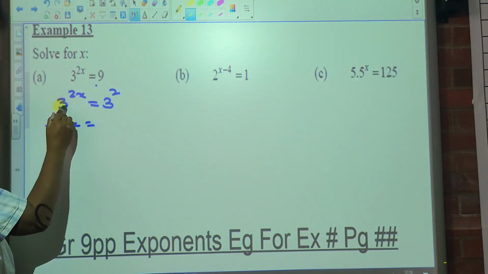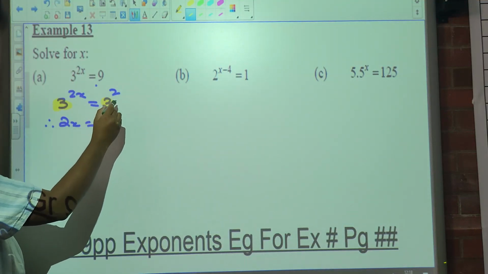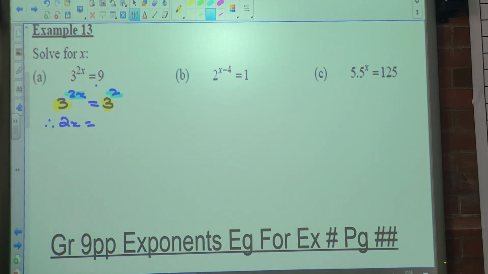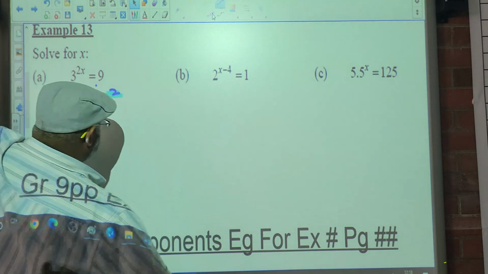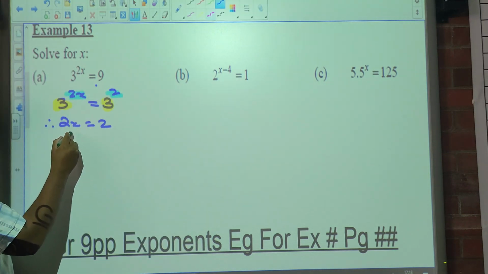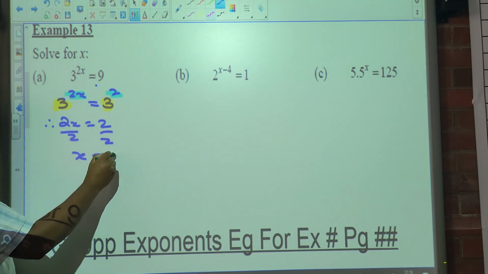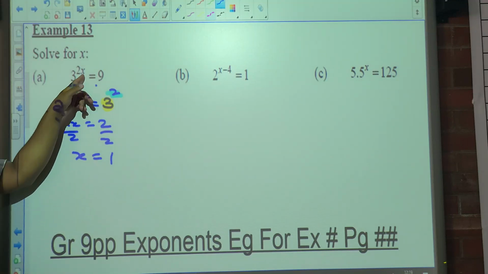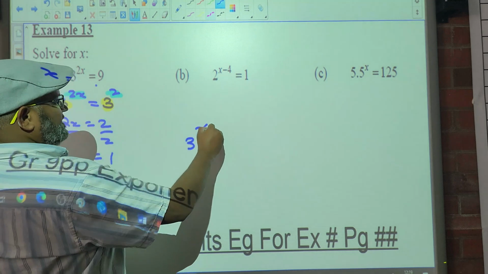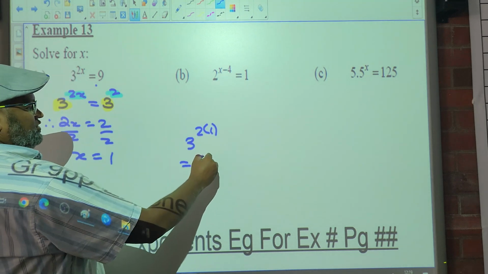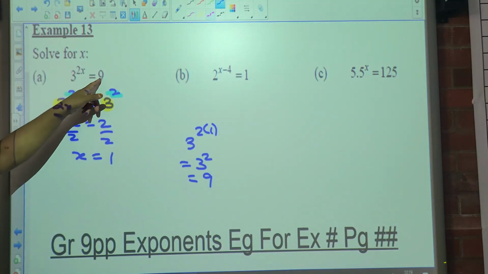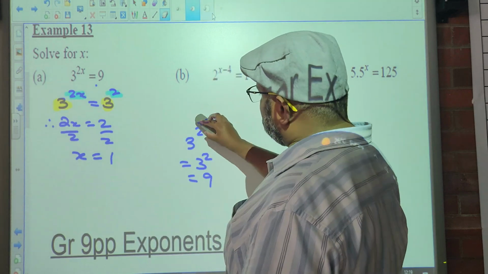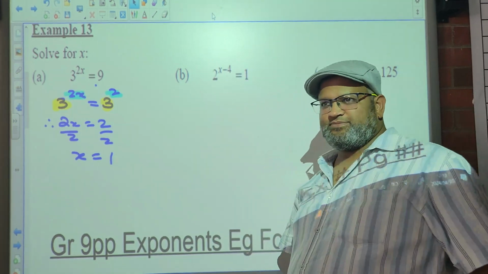The bases are the same. So which means to say, the exponent is going to be... Can you see that, people? So if 2x is equal to 2, therefore x is equal to 1. And the nice thing about this, you can test it. If I put 1 in here, what is 3 to the 2 times 1? What's 2 times 1? 2. And 3 squared is 9. You guys see that? Am I moving too fast? No. Let's look at the next one.